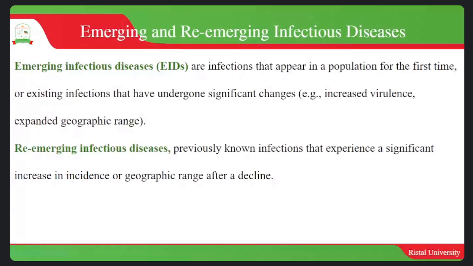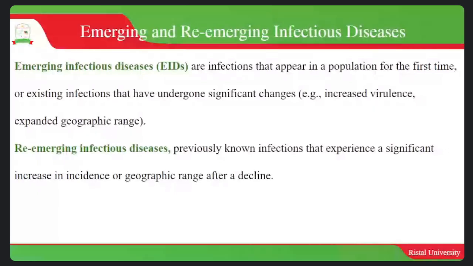Or they can also be caused by previously known agents whose role in specific disease cause had previously gone unrecognized. So these diseases have a potential to spread quickly within populations. Giving an example of the famous COVID-19, and then Ebola virus, Zika virus, there were new emerging diseases.